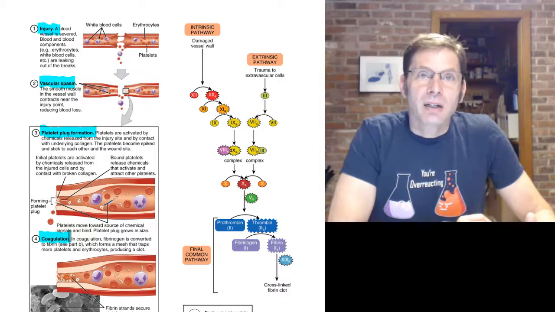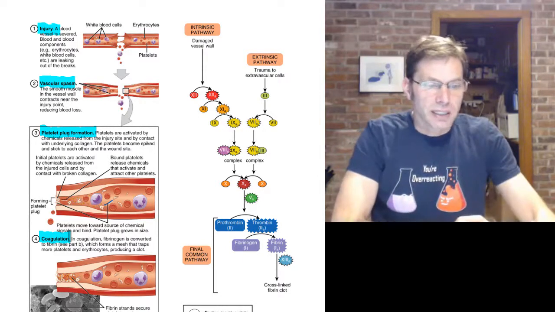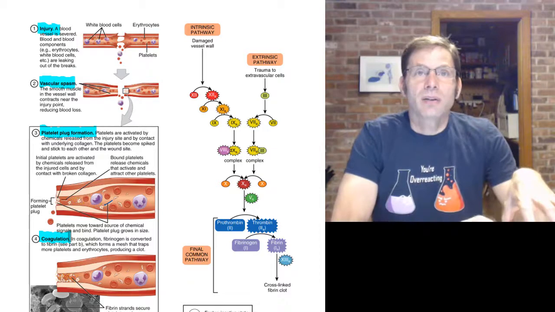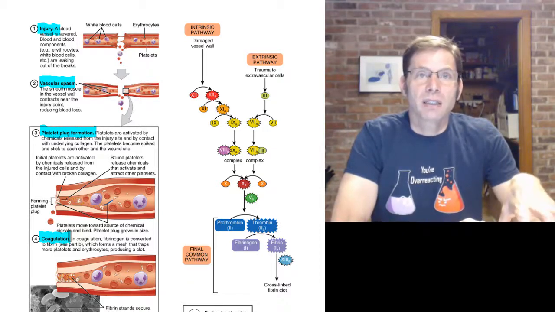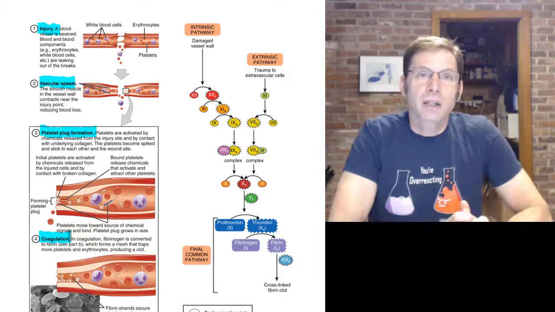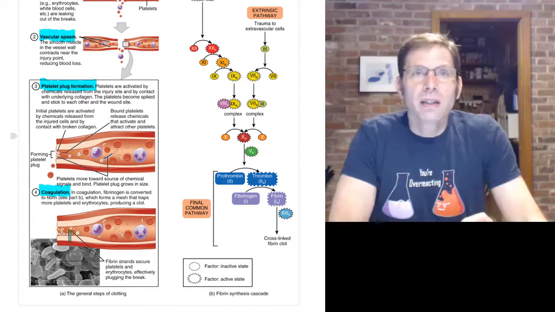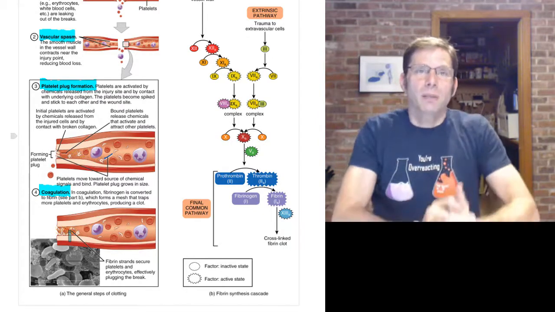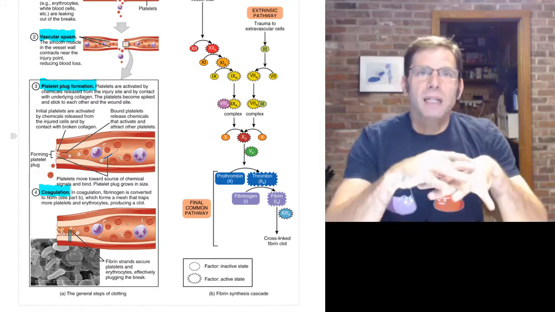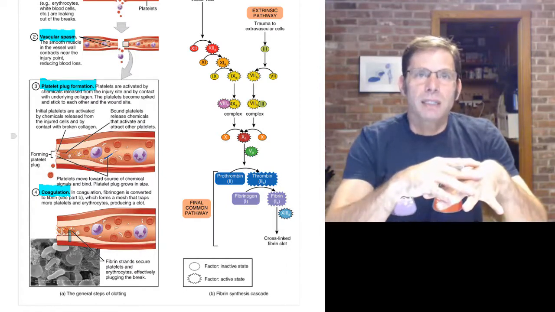Platelets then adhere to the site of injury. So platelets are those cell fragments from megakaryocytes. They form a plug and they're going to release important chemicals for coagulation. In the coagulation phase, fibrin is a protein. It forms this mesh that holds the platelets in place.